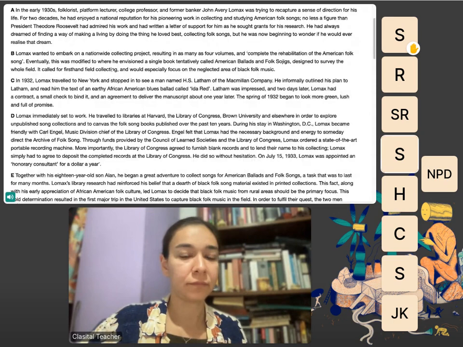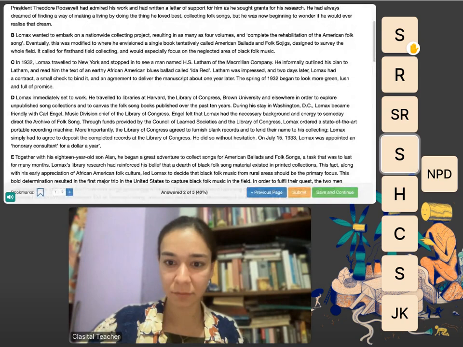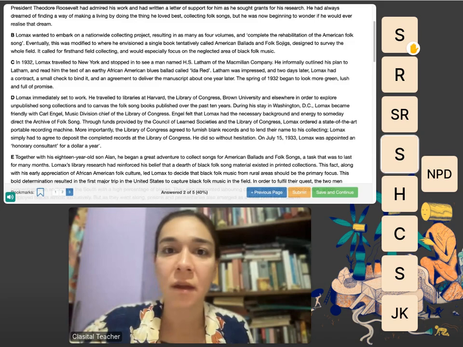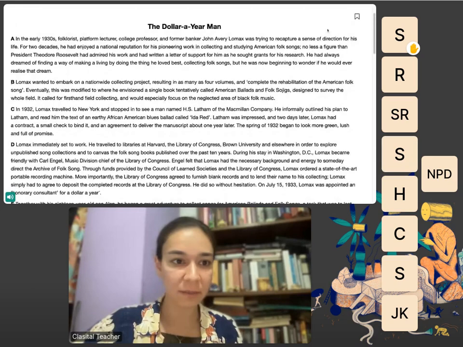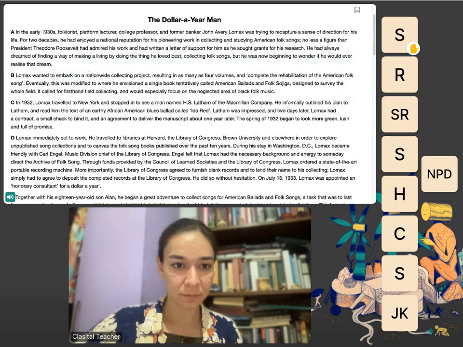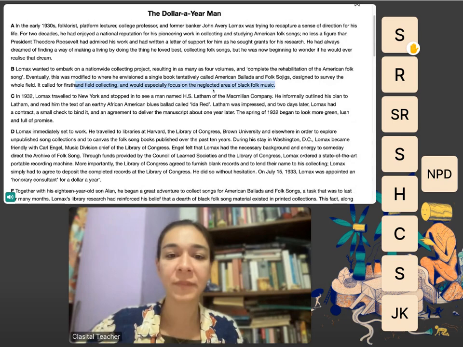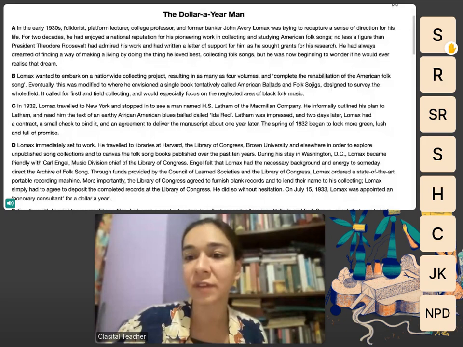Yes, of course. Is the neglected area the answer for the first part, like the first plan? For the first question? Yeah. Neglected area, let me see. Yes, I see it. Actually, it says, Lomax began to research for his project by looking at things that were not available in book form as well as at certain books.